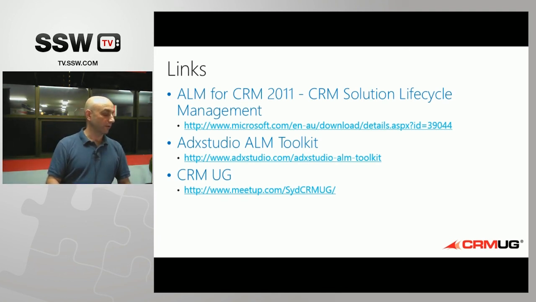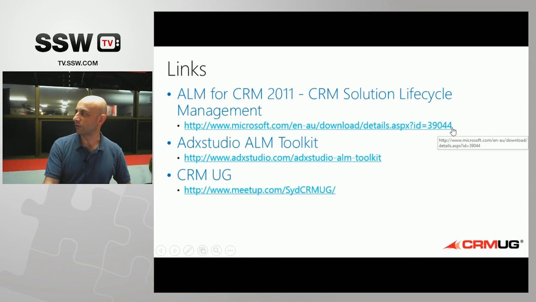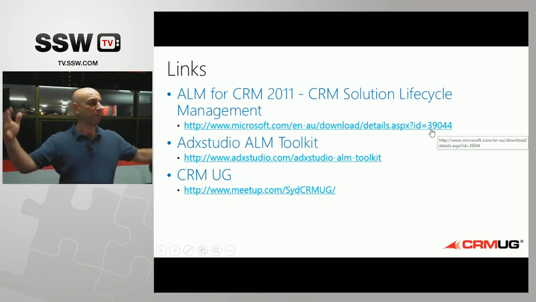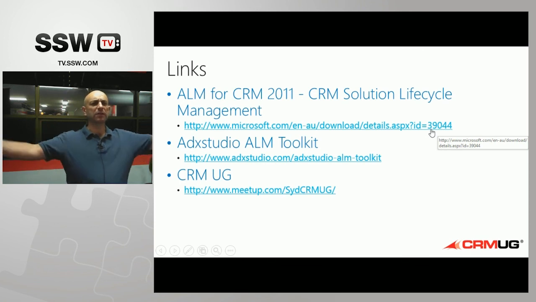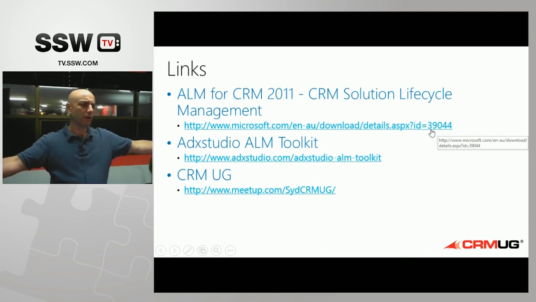So ALM for CRM 2011, that's downloadable. Just search for it on Microsoft Download. I'll put this number up. That's the download number, 39044. It's a big PDF file that talks about all the different topics, and it actually talks about deployments like multilingual across different countries.